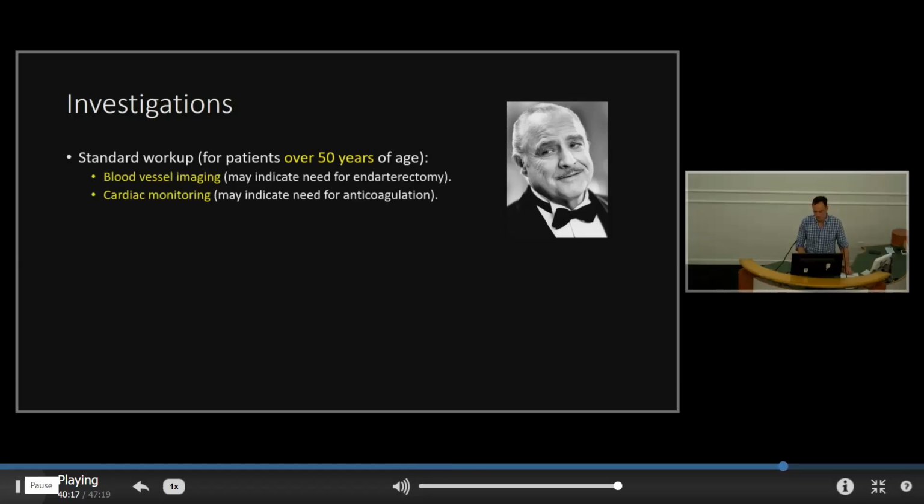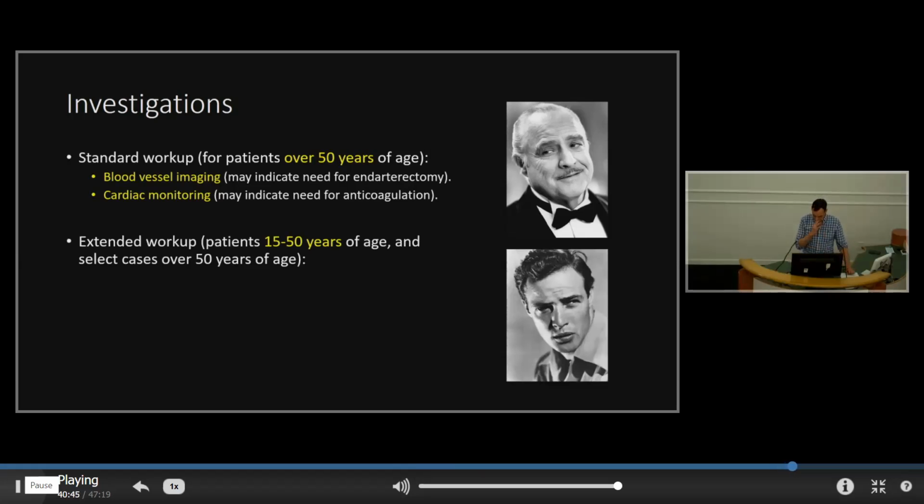So you want to do, again, your two essential investigations, blood vessel imaging. Again, you should understand why that's so critical now, because you're seeing if there's large artery atherosclerosis. Do they need an endarterectomy of the carotid? It doesn't have to be the carotid. It might be atherosclerosis in another artery, particularly a vertebral or basilar. Cardiac monitoring, because if you find paroxysmal AF or AF, then clearly an endarterectomy is not going to help you. You need to anticoagulate.